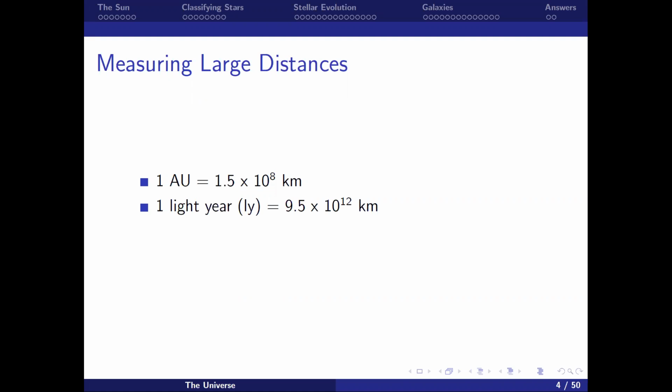So we define a light year as 9.5 times 10 to the 12 kilometers, and that is just how far light would travel in a vacuum in 1 year. A parsec is 3.26 light years. So that's also a very similar large distance measurement.